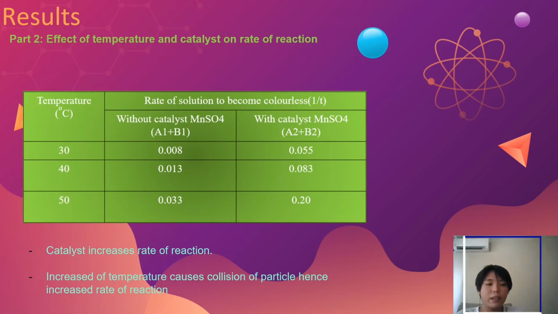So with catalyst and also higher temperature, it will take the fastest time for the solution to become colorless, as the result shows 0.20 seconds squared for the solution to become completely colorless when the temperature is at 50 and with catalyst. Hence, this is because the increase of temperature increases the collision of particles, hence increasing the rate of reaction. And that's all for my presentation. I would like to invite Dima to discuss further details on the discussions.